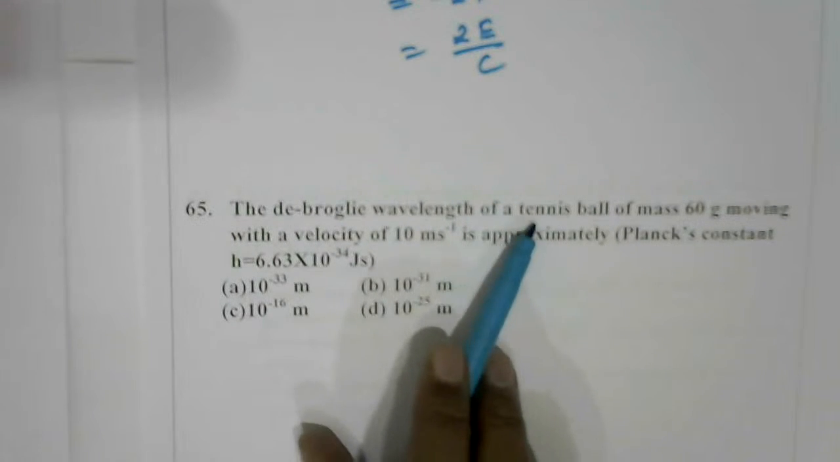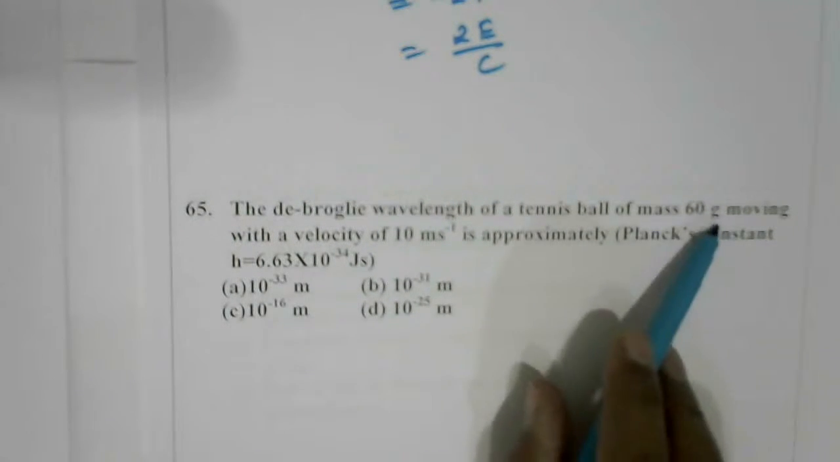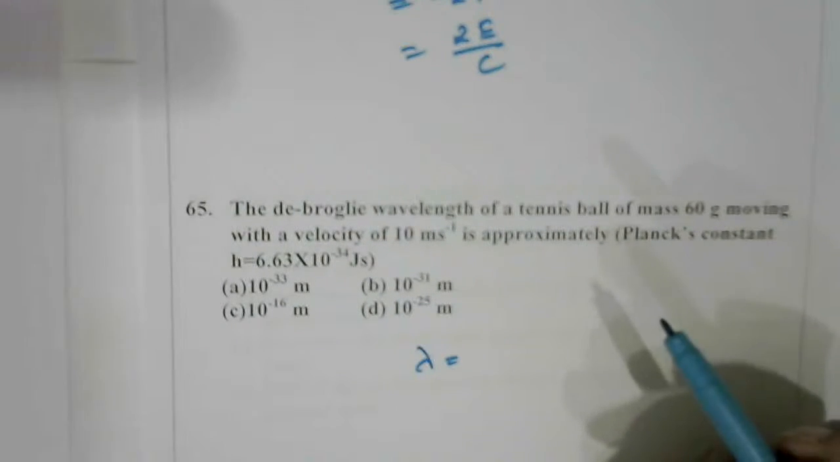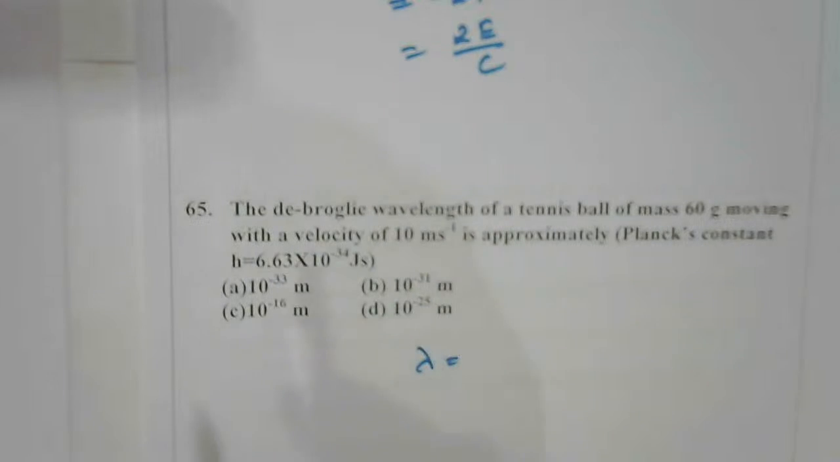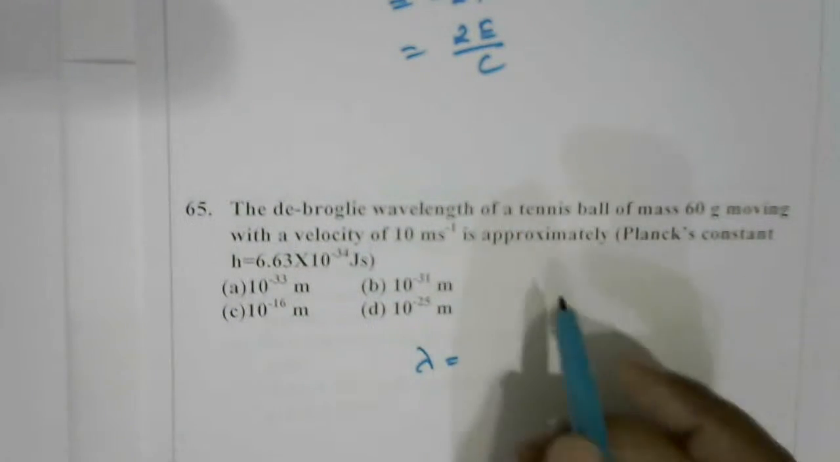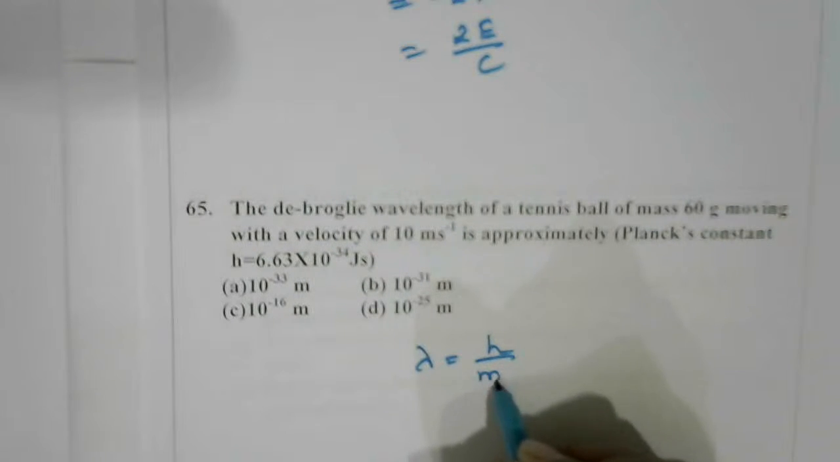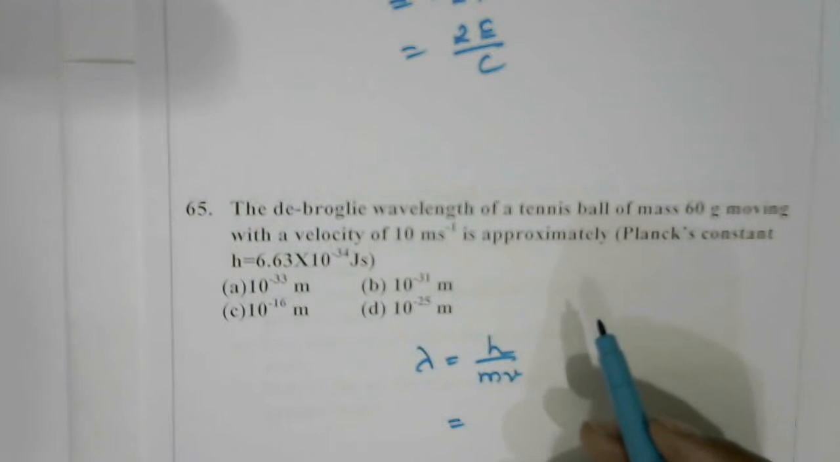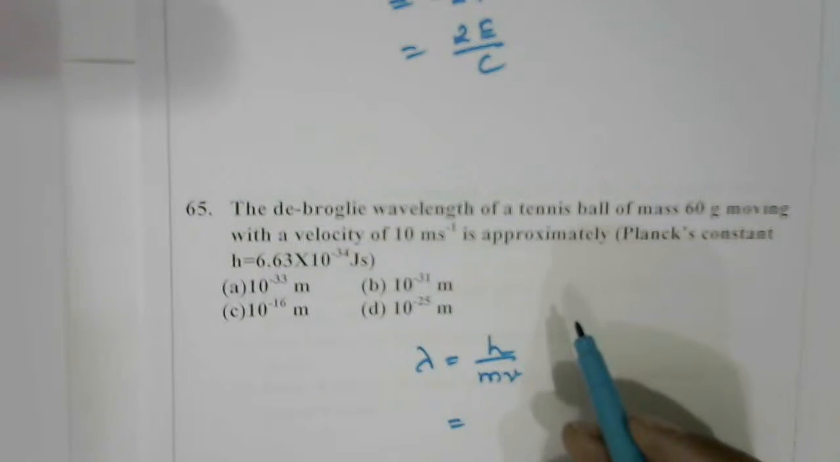The de Broglie wavelength of a tennis ball is asked, given as 60 gram, and its velocity is given. So it's a straightforward question. For any matter in motion, the wavelength is supposed to be h by m v. We can apply it for any matter. So if you substitute this, you can verify your answer.